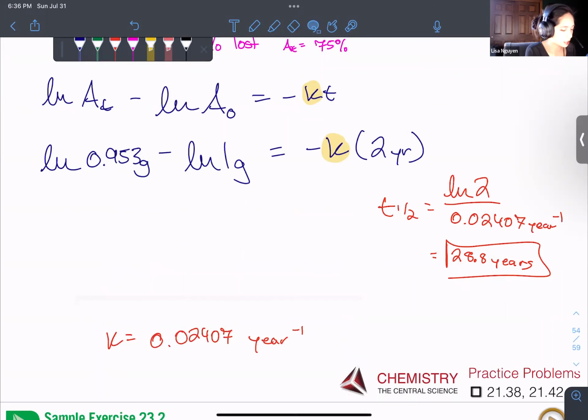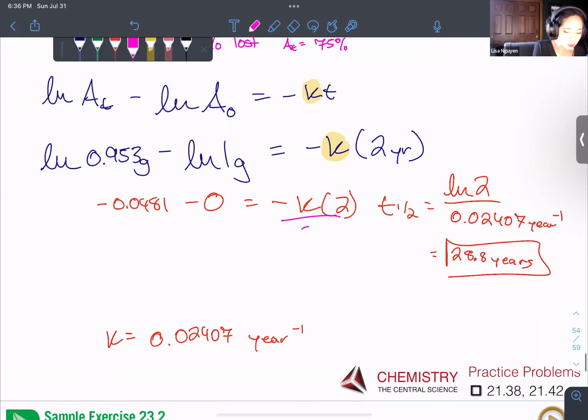So the natural log of 0.953 is -0.0481. Natural log of 1 is 0. That equals negative K times 2 years. And so I divide both sides by -2. I just want to calculate K. So that negative sign needs to go onto the other side of the equation. That's how I got my answer, and that would be K. It would be negative 0.0481 divided by -2, and so this whole thing would be a positive number in that case.